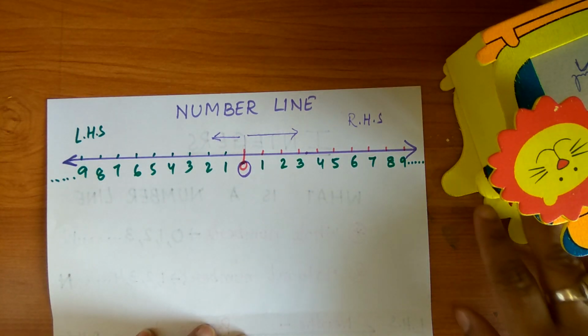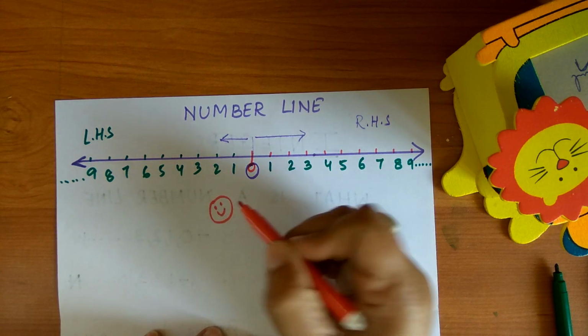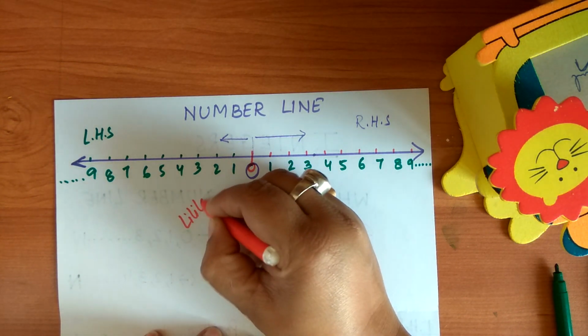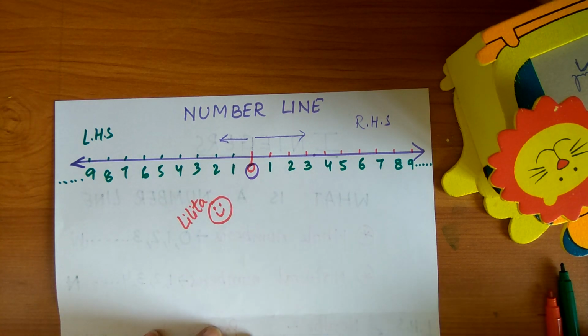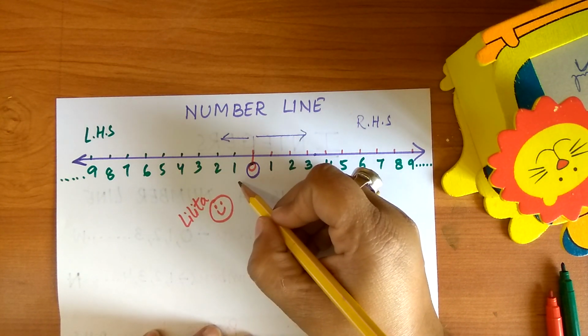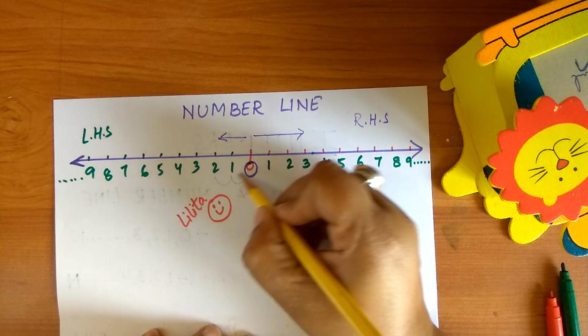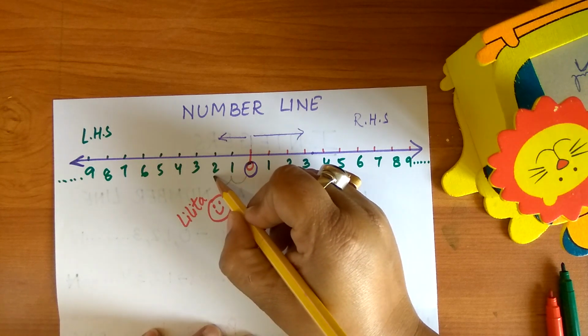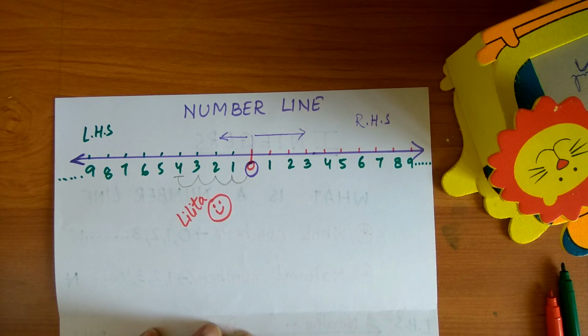Now, if we assume that there is a girl called Lalita who walks to the left of 0 4 steps. I repeat, Lalita walks from 0 4 steps towards the left. So, from 0 she walks towards the left 4 steps. 1, 2, 3 and 4. So, she reaches the number 4.